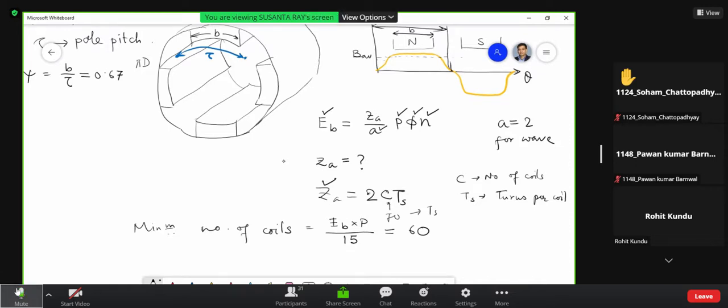No, you have to take the nearest integer. You have to take the nearest integer, and you have to revise the number of conductors accordingly.